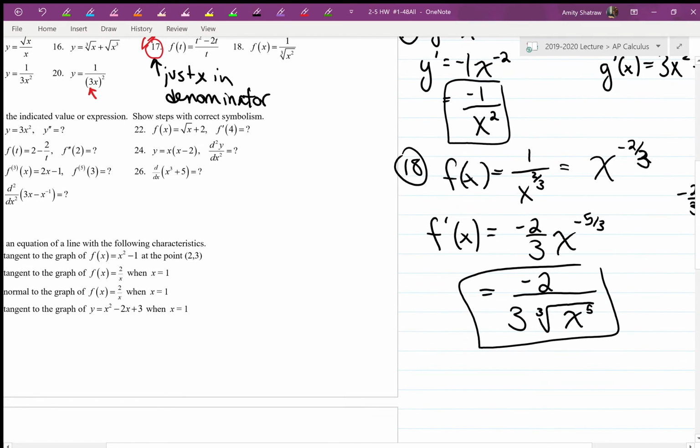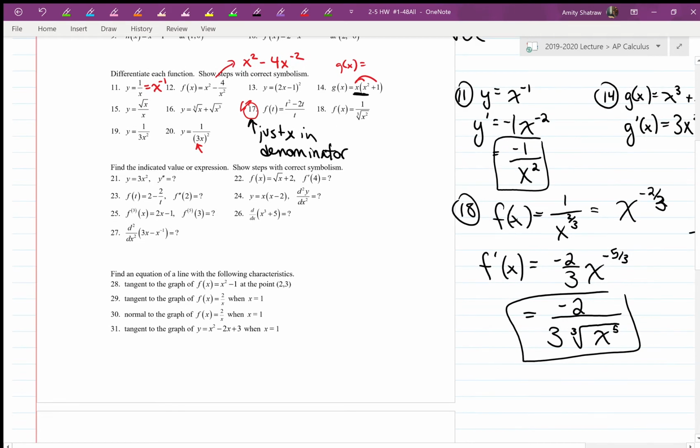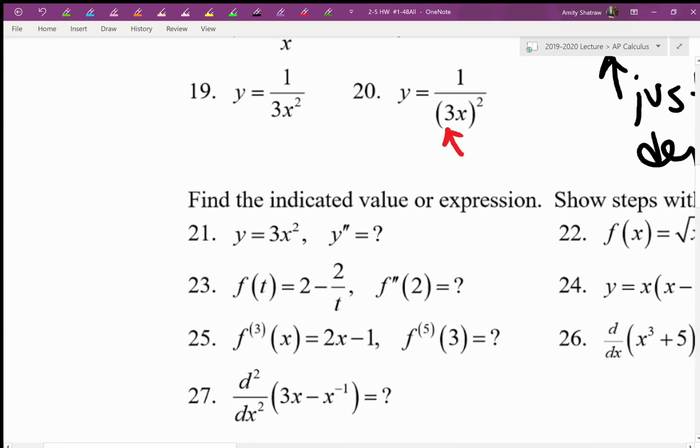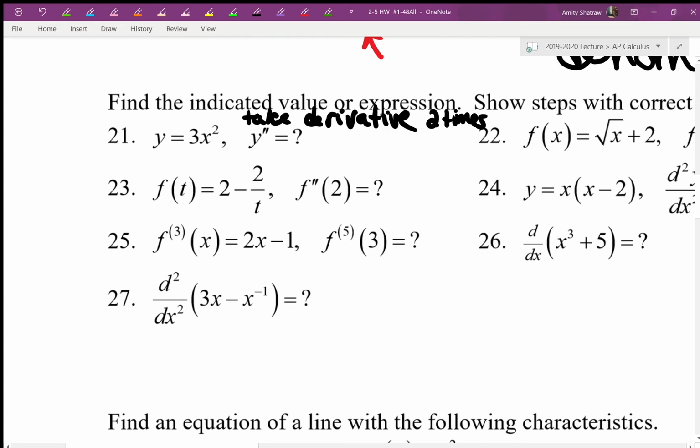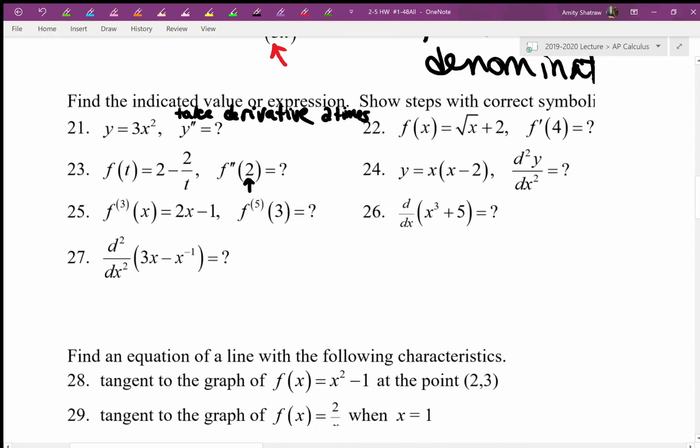All right, now, find the indicated value or expression. I mentioned it, I said you could take the derivative twice. So take the derivative 2 times. Okay, so what if you take the derivative of something twice? Then what do you do with something like that? Well, after you take the derivative twice, you should go ahead and plug in 2.